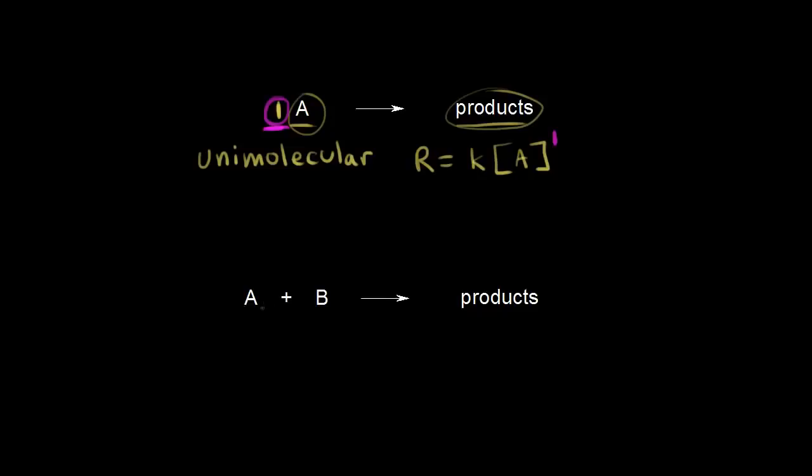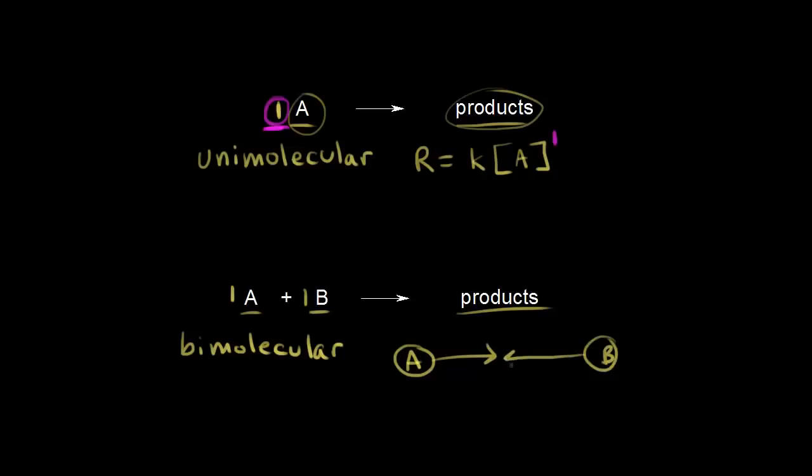Next, let's look at another reaction. One molecule of A plus one molecule of B gives us our products. Here we have two participating molecules. So this is a bimolecular reaction. So write bimolecular here. So we can think about these two molecules colliding in space. So molecule A is going to collide with molecule B to give us our products.